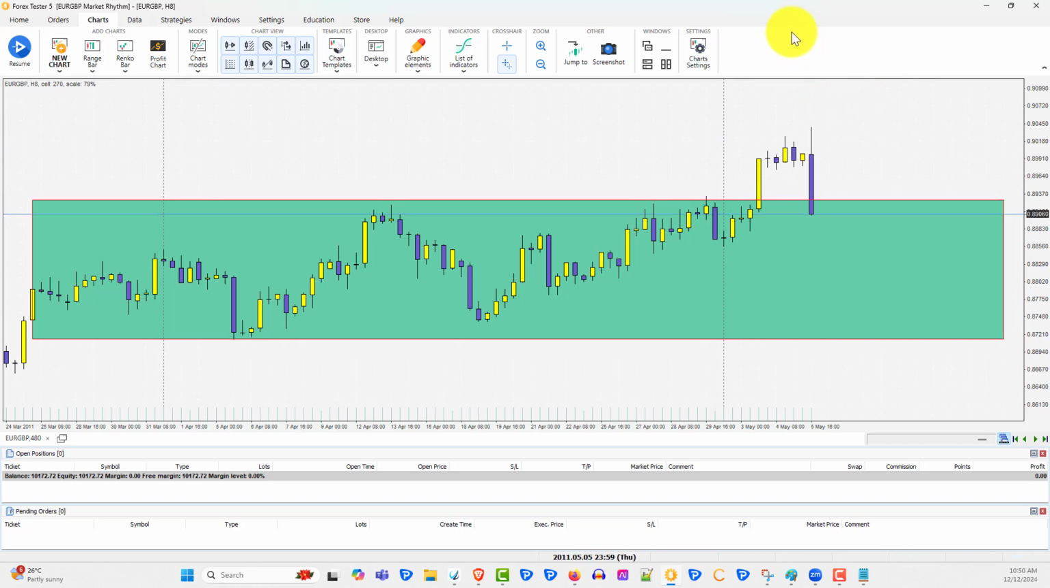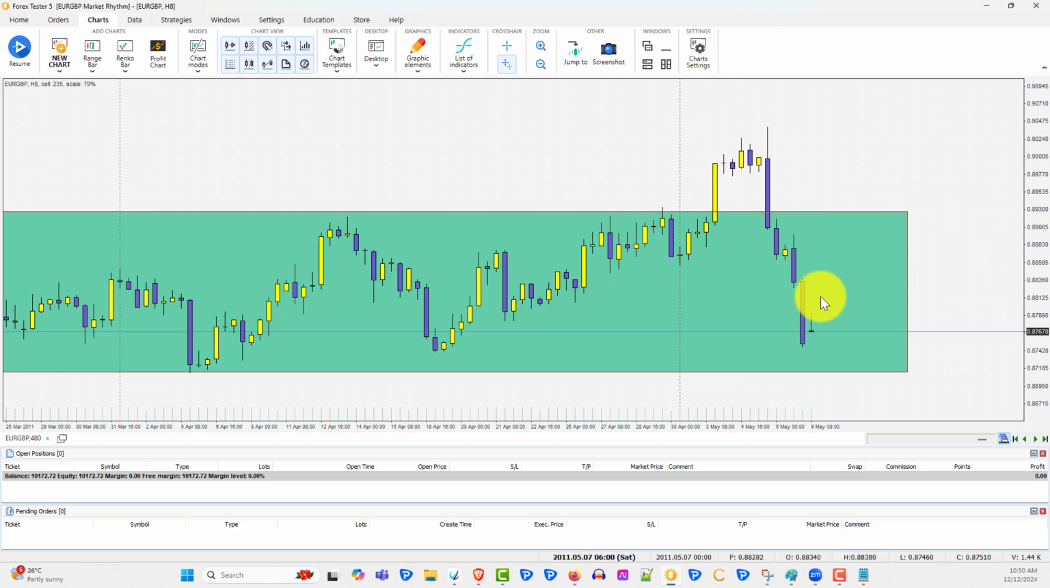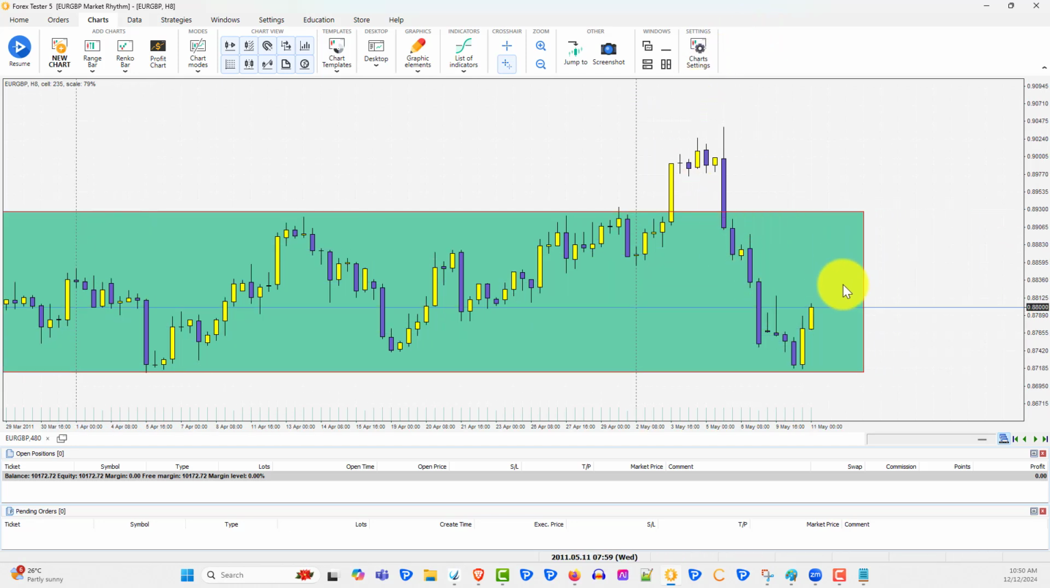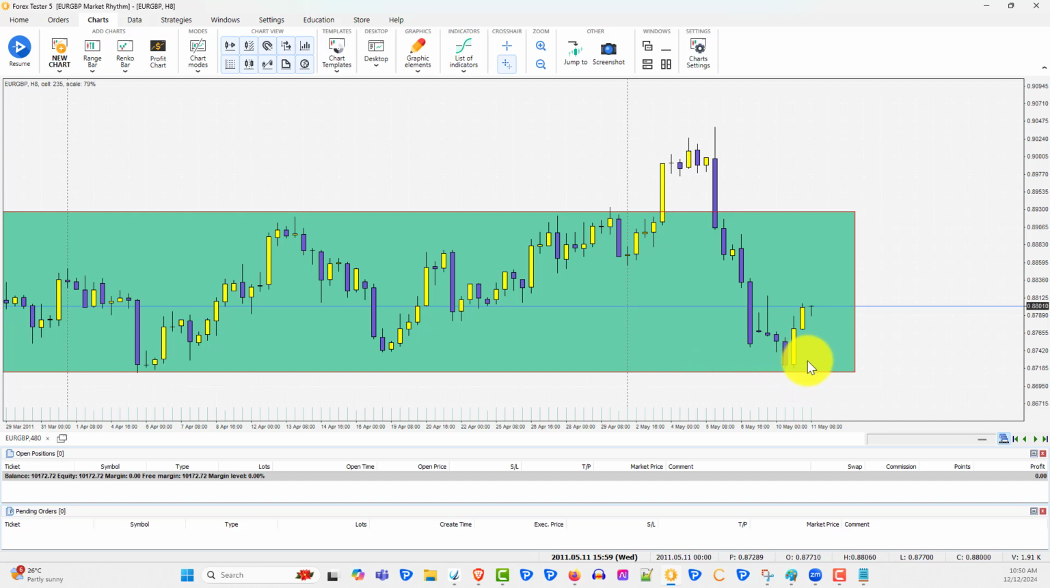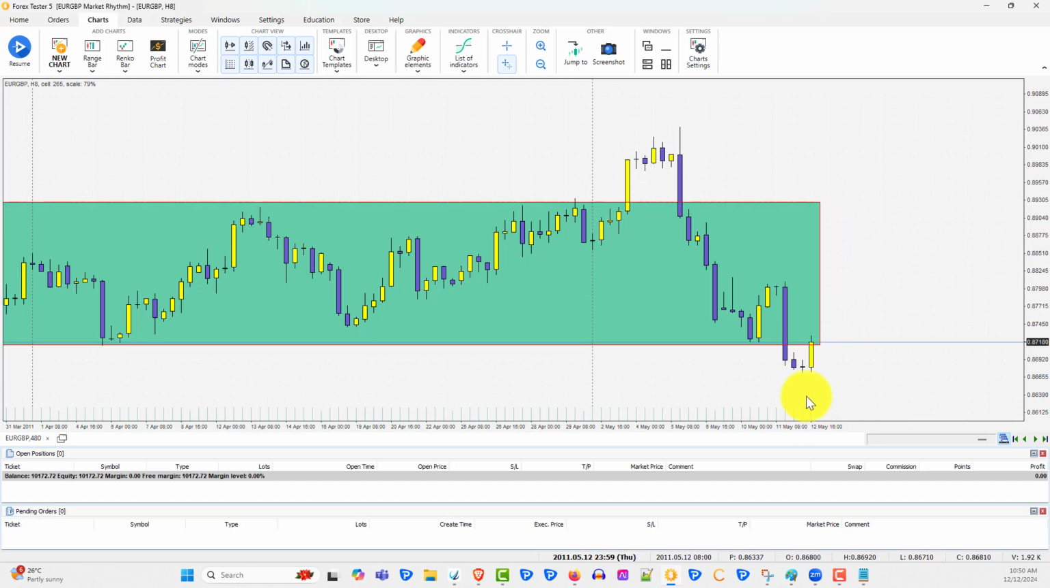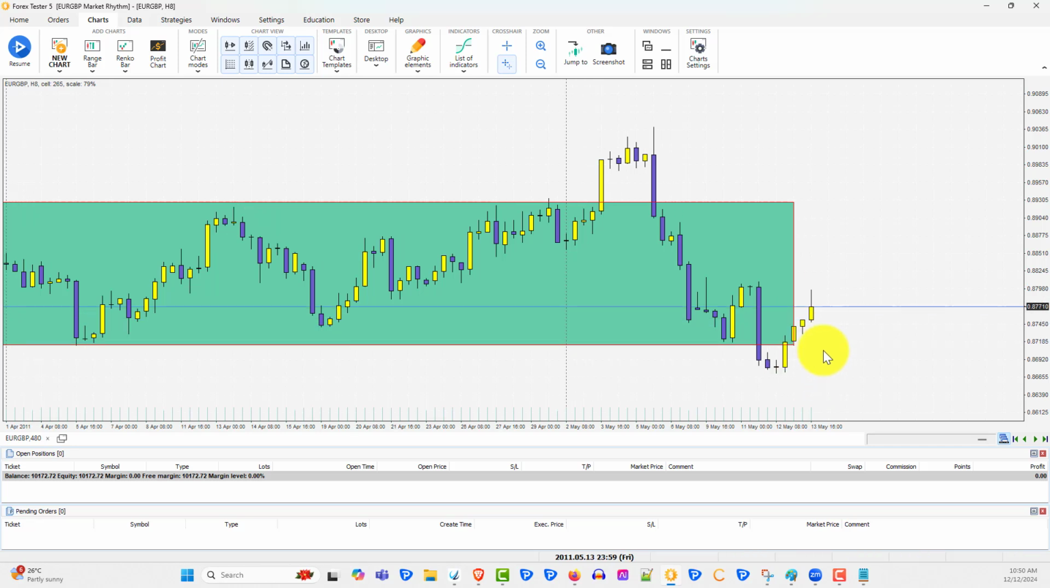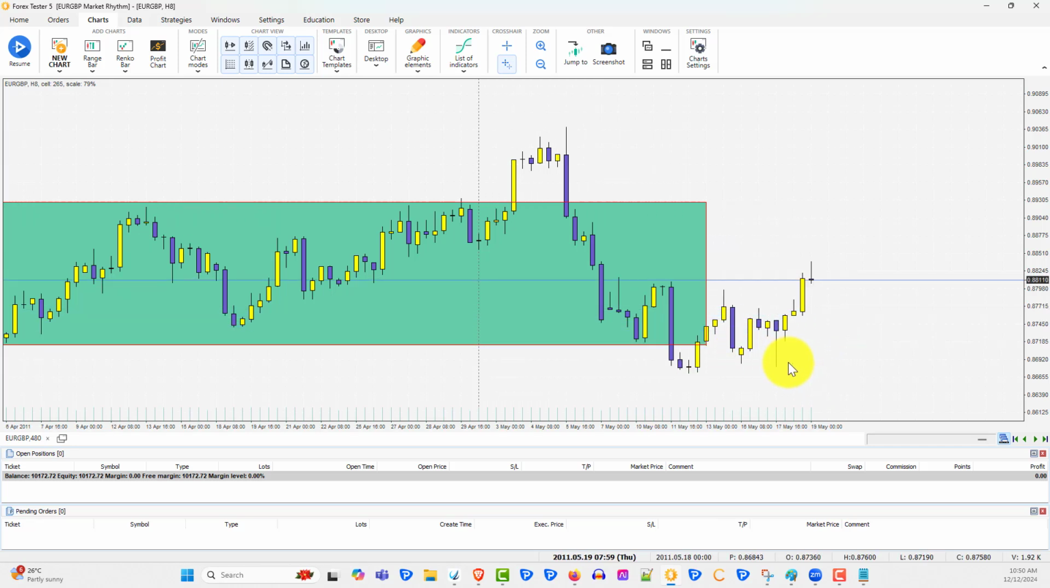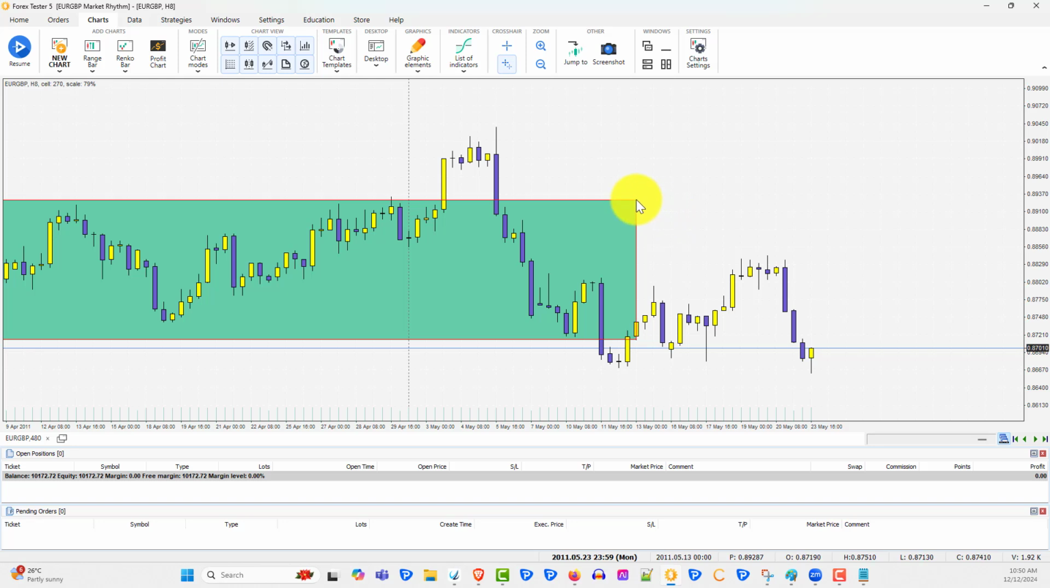Okay, we hit the box and we're in the box and the breakout is over. Notice how we're bouncing off the bottom of the box here with the big shadow right there. No, another false breakout, another false breakout. Still in the box here.